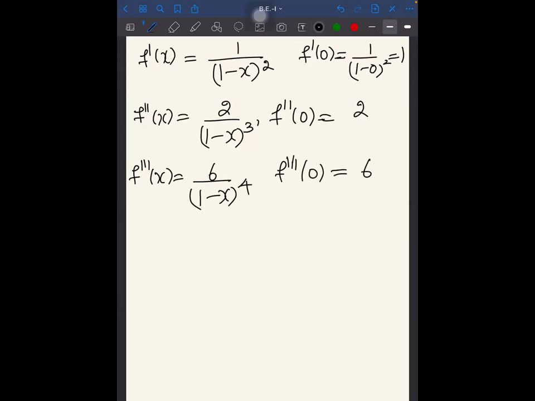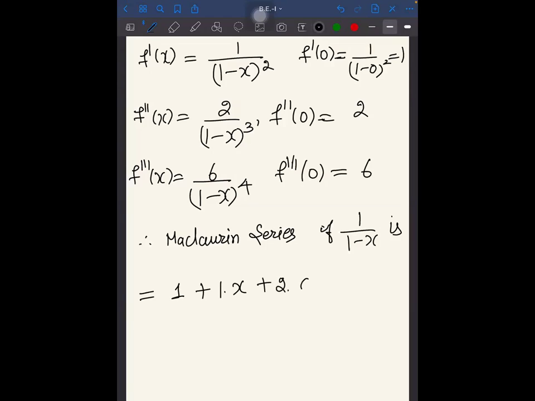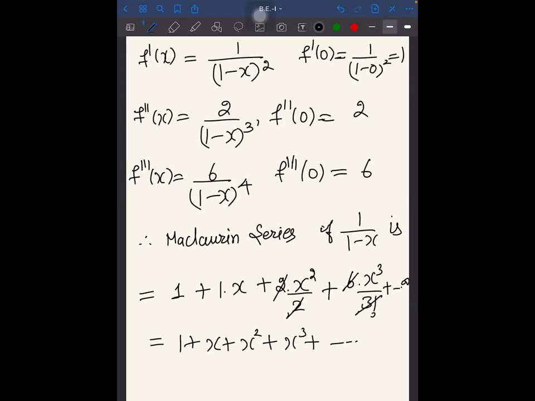So how are we going to write the Maclaurin series of 1 upon 1 minus x? It is f of 0, which is 1, plus 1 times x, plus 2 times x square by 2 factorial, plus 6 times x cube by 3 factorial, and so on up to infinity. Now you see the 2 will cancel, and the 3 factorial will get cancelled. So 1 plus x plus x square plus x cube plus up to infinity. Can you see what this is? It's a GP.